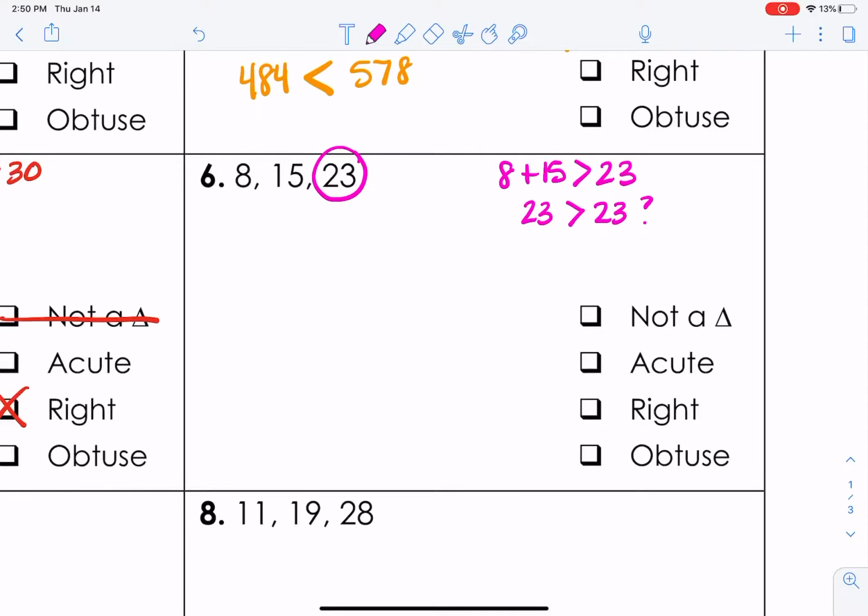That isn't what the rule says. It says the sum of the two smaller sides must be greater than the third side. The same is not greater. Therefore, that's not true. This is not a triangle. So just pay attention to your symbols and what those symbols really mean. Bigger is not the same as equal.